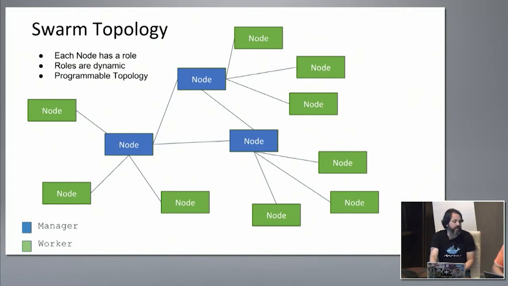So swarm topology, right? Swarm clusters are made of workers and they're made of managers. And what is a worker and what is a manager? That is defined when you type docker swarm join. You say you're a worker, you're a manager. It's dynamic, those roles can be changed, it's programmable, right? Meaning we can scale it out.